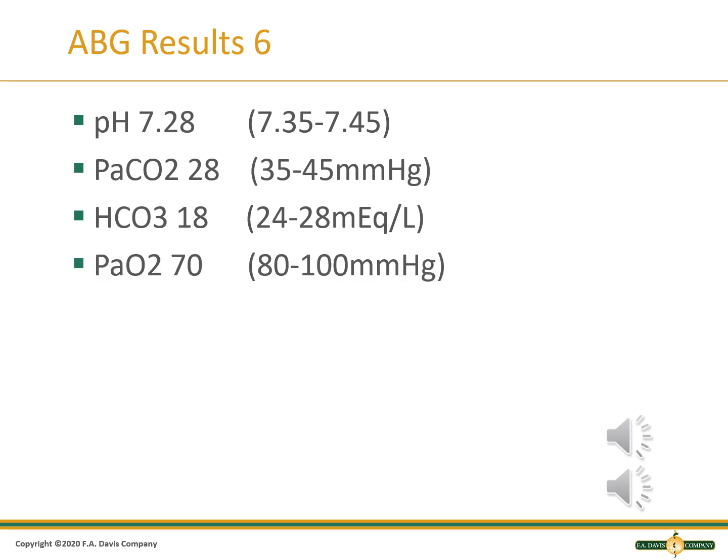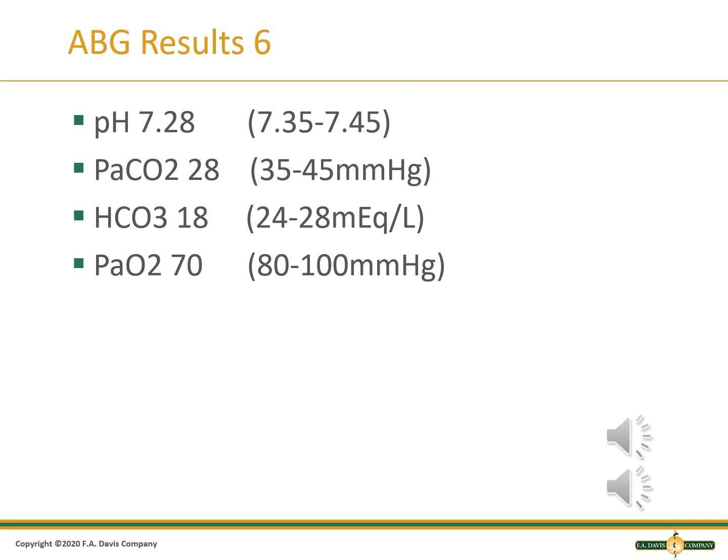Okay, so this one is an acid, 7.28. It's below the normal limit on the acidotic side, so write acid next to the pH. For PaCO2, it's 28, so it's a lower number than normal. So it's alkalotic or alkalosis. Write that next to this one. Bicarb is 18, which is acid or acidotic.